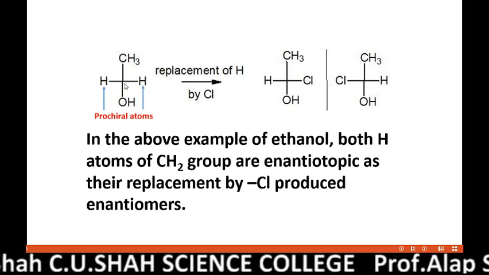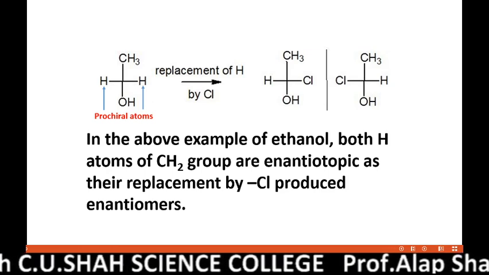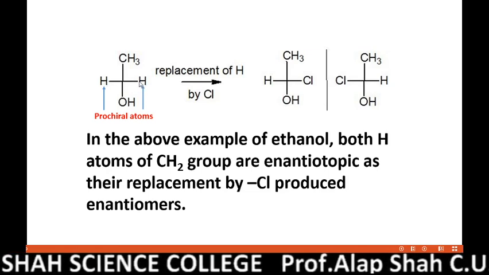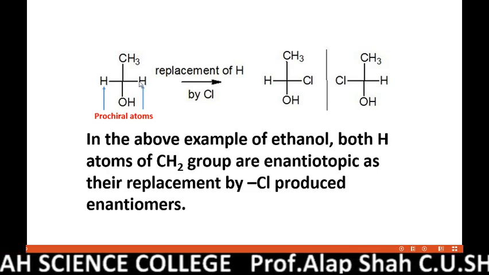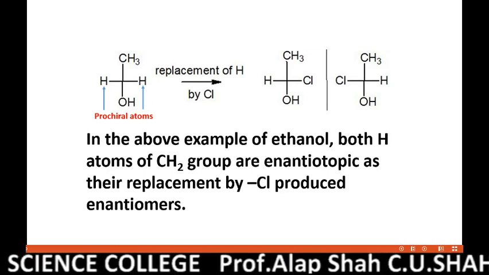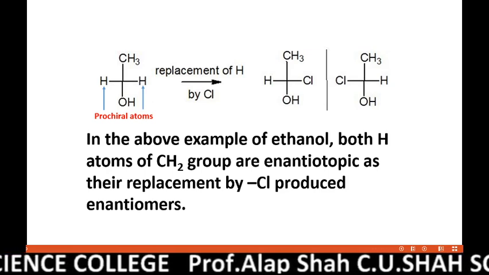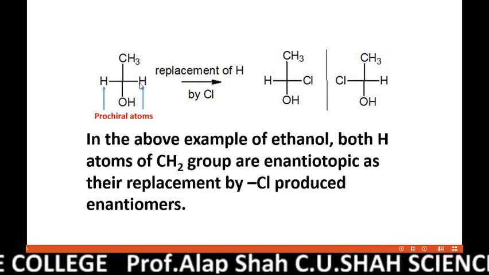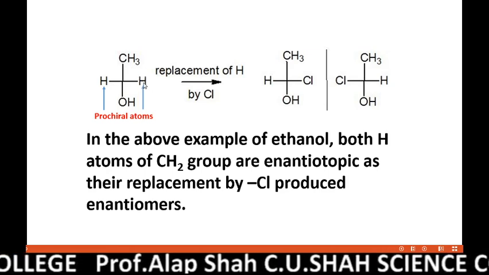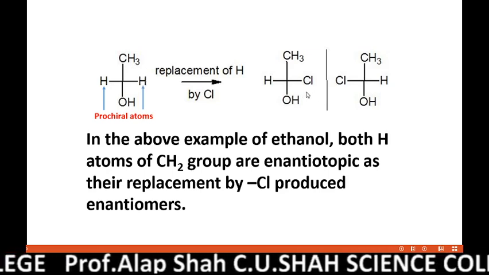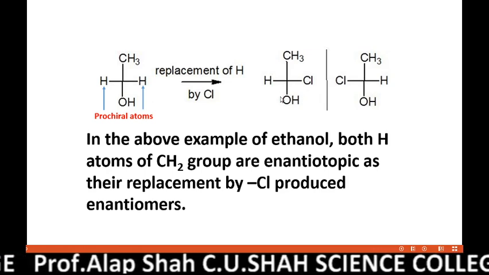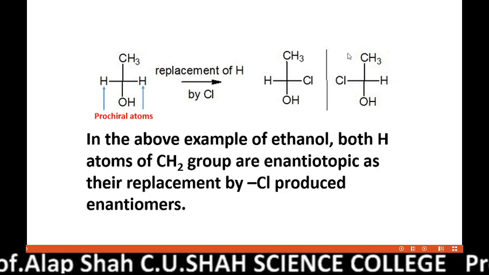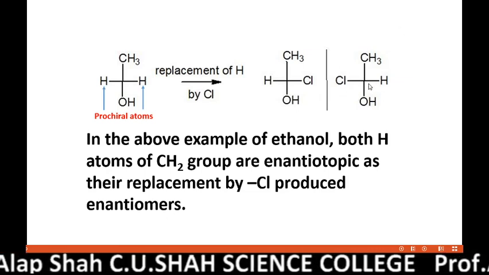Now, the ethanol molecule is not a chiral or asymmetric molecule, as both hydrogens are equal. But their displacement by some other group which is not already present in the structure gives rise to chirality. So here you can see that, suppose displacement of this one by chlorine, we get this isomer which is chiral, or displacement of this hydrogen by chlorine, we get this isomer which is also chiral.